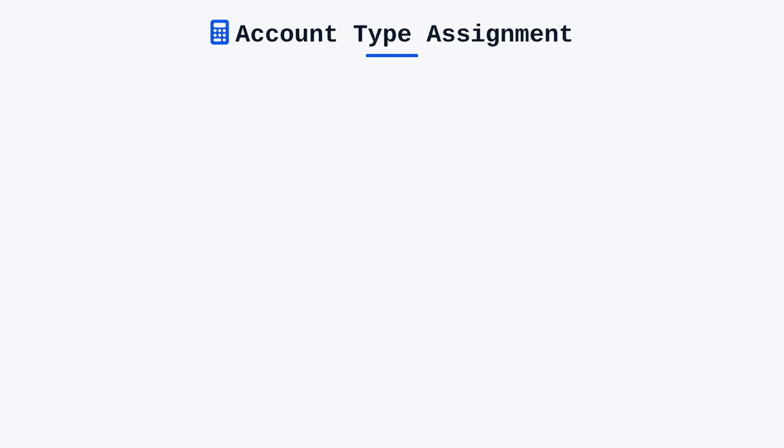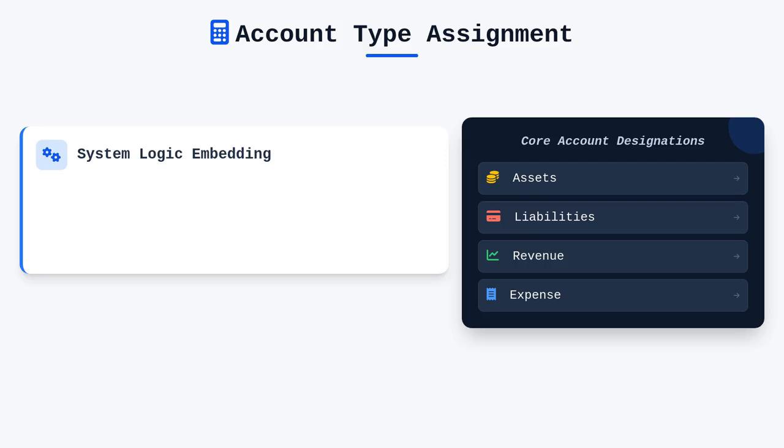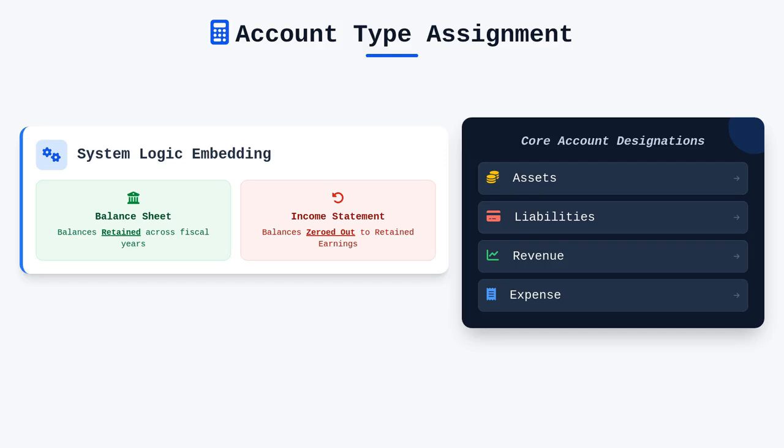Assigning an account type is perhaps the most significant functional decision you make for each ledger record. By designating an account as an asset, liability, revenue, or expense, you embed specific logic into the system that governs how balances are handled during period-end processes. For instance, balance sheet accounts retain their balances across fiscal years, whereas revenue and expense accounts are zeroed out into retained earnings.